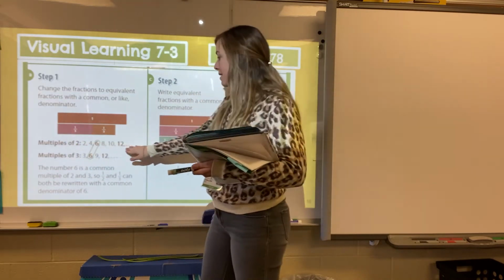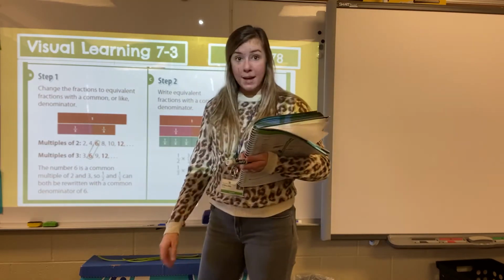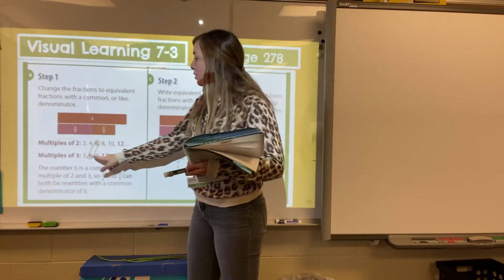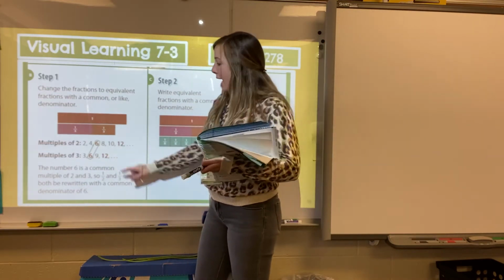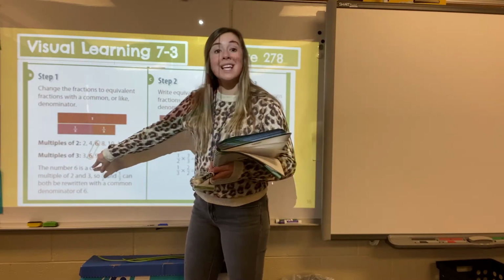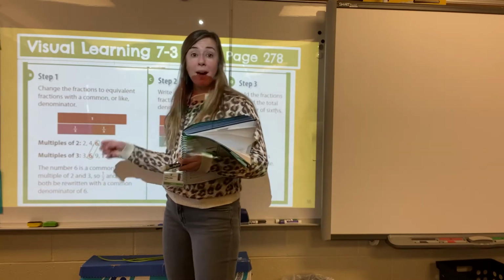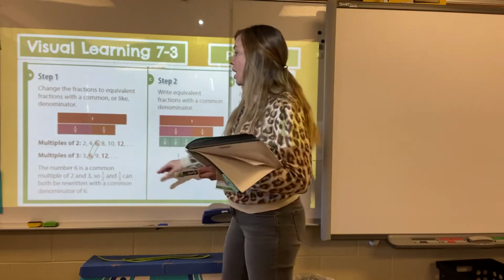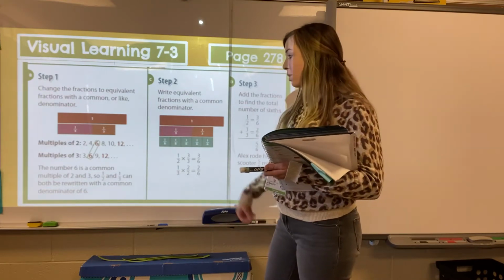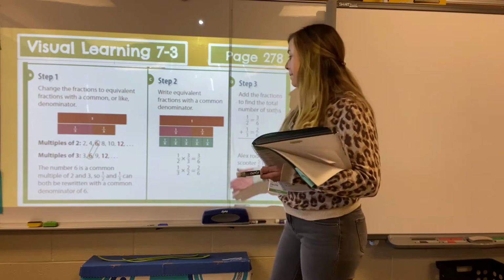But now they've listed out the multiples of 2. So they did 2, 4, 6, 8, 10, 12, just like we have practiced in yesterday's lesson and the day before. And then multiples of 3, 3, 6, 9, 12. And so you'll see 12 is a common multiple, but 6 is the least common multiple. That's the number that we're going to choose so that we have smaller multiplication. The number 6 is a common multiple of 2 and 3. So 1/2 and 1/3 can both be written with a common denominator of 6.